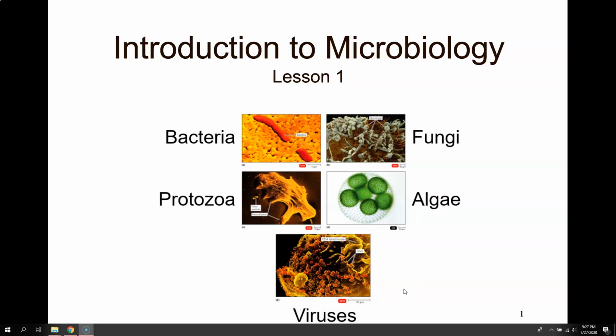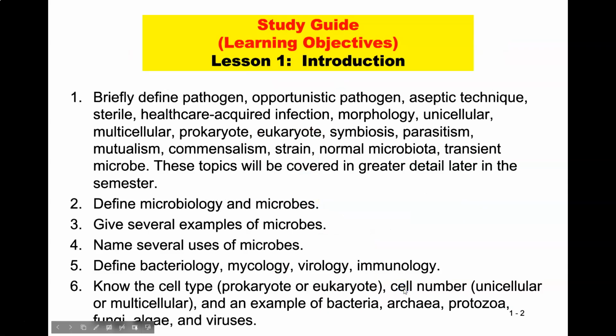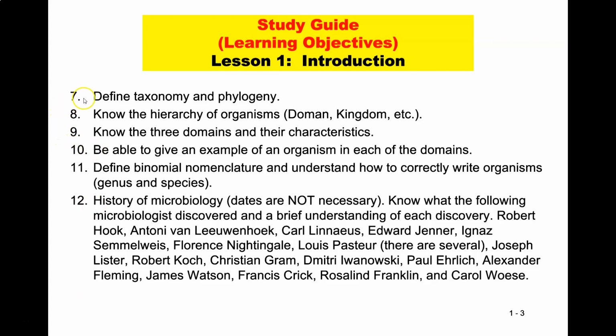For each lesson, we have a list of learning objectives so that you will have a good idea of what we're going to cover in each lesson. For example, we have some terms that we're going to use. We're going to describe microorganisms and several uses of microorganisms. We're going to describe different types of cells. And we're going to also describe how these microorganisms are classified. And finally, we're going to learn a little bit about the history of the field of microbiology.